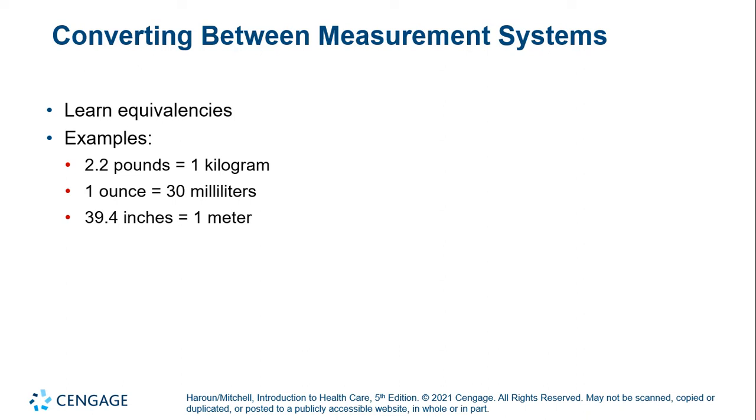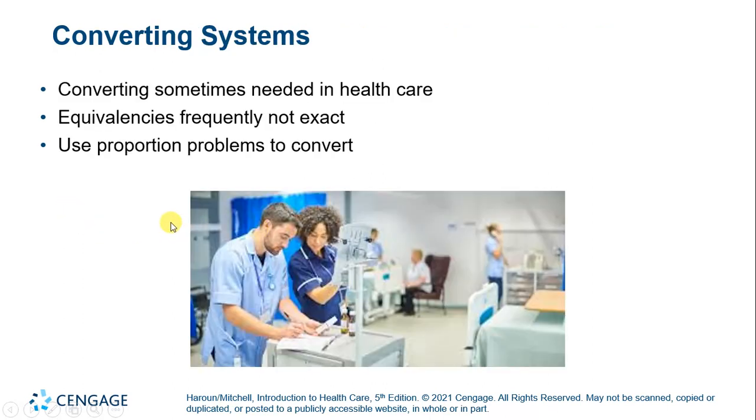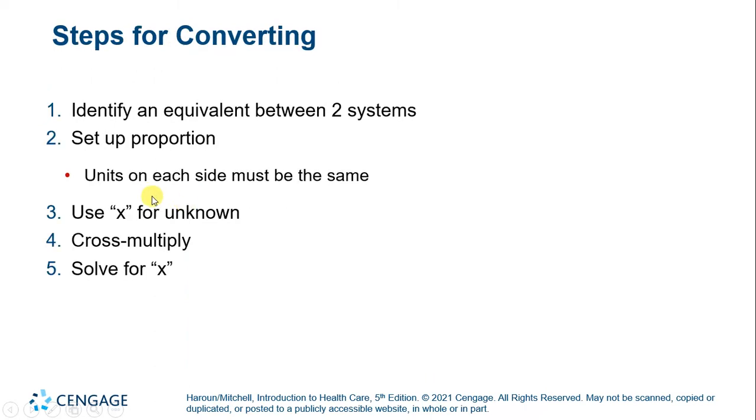It is important for you to understand how to convert between measurement systems, so you need to understand some conversion factors or commit them to memory. And you see a few of them here. A kilogram is 2.2 pounds. An ounce is 30 milliliters. A meter is 39.4 inches. Sometimes you'll need to convert from one system to another, so you need to remember these conversion factors.